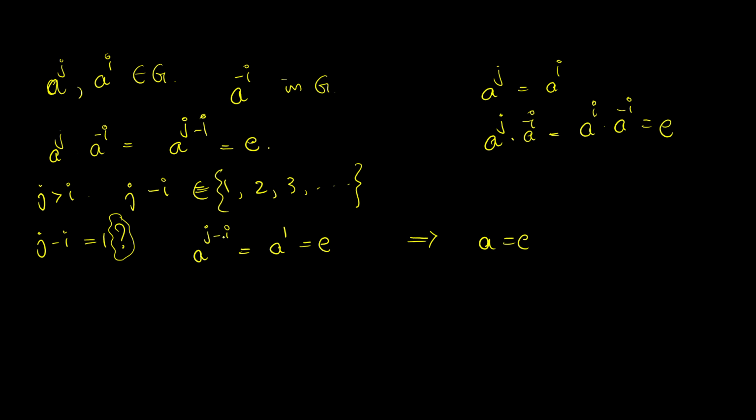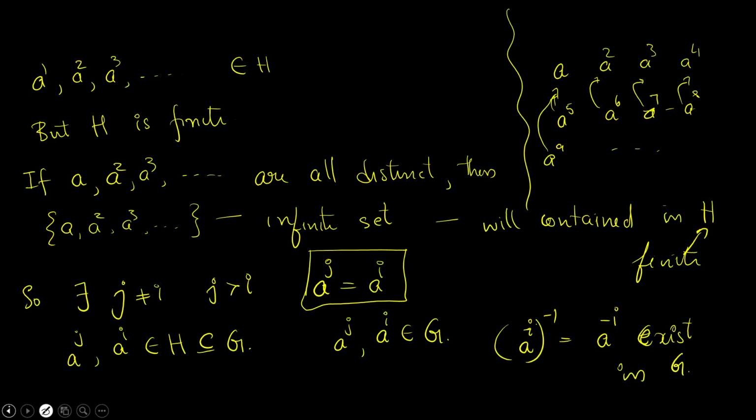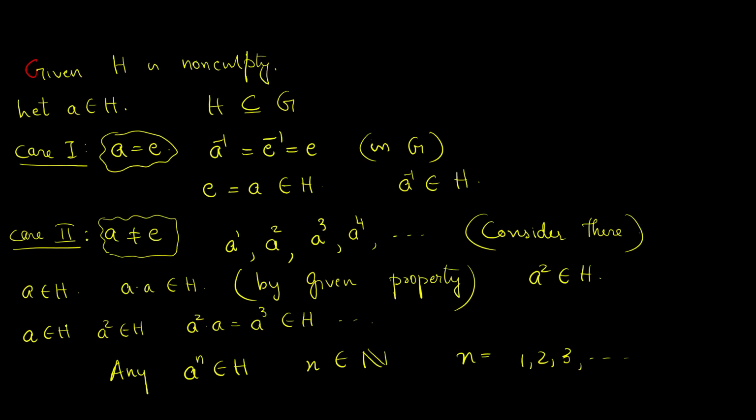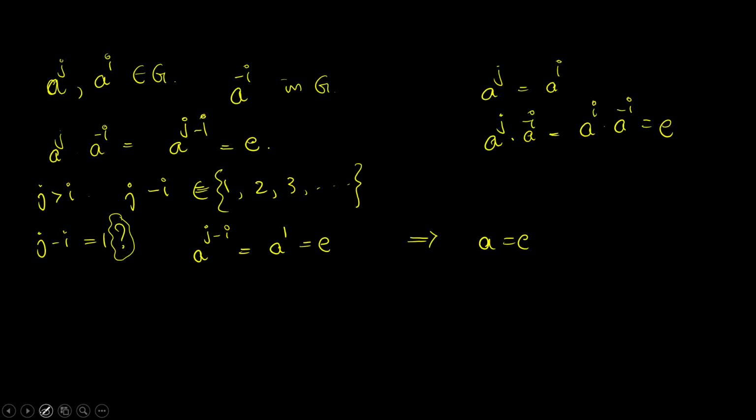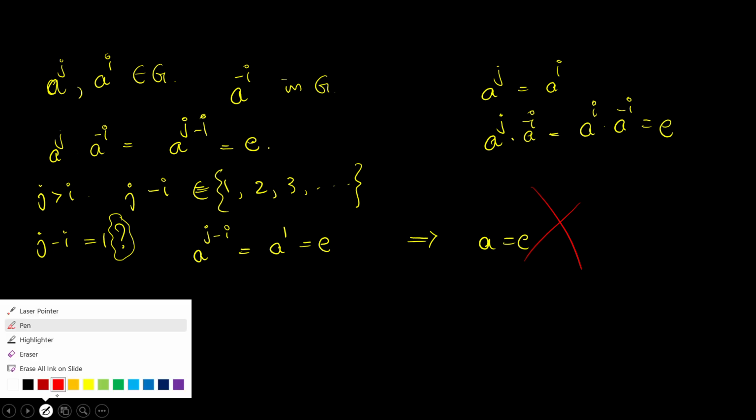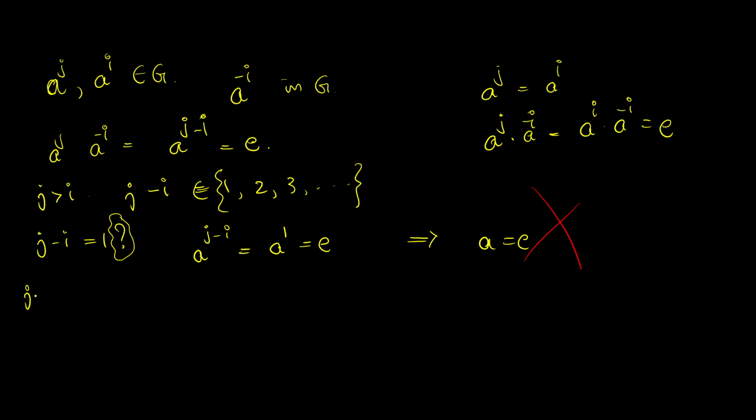Because we know that a^(j-i) is identity, but j minus i is 1, then a^(j-i) is equal to a^1, that has to be equal to identity. That will mean that a has to be identity, but this is a contradiction, right? Because we began with the case of a not equal to e. So this is not possible. So j minus i cannot be equal to 1. So j minus i must be strictly greater than 1.